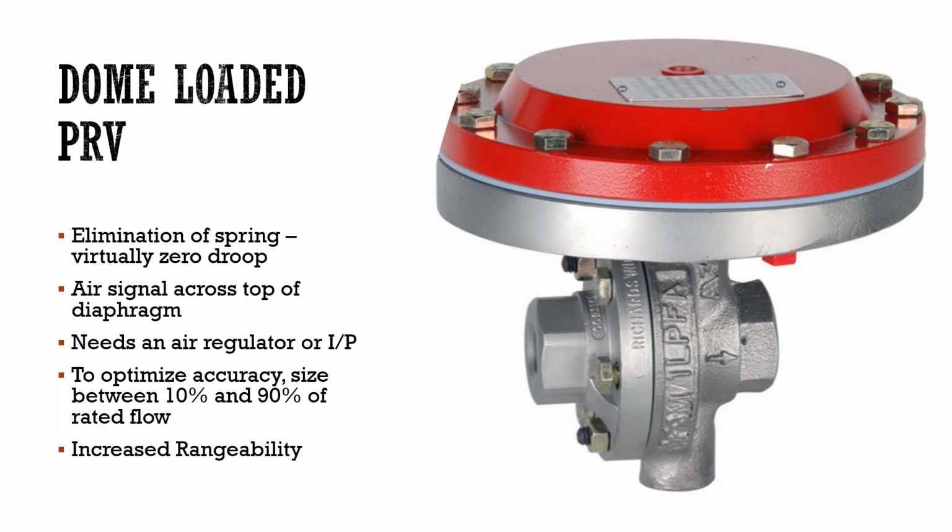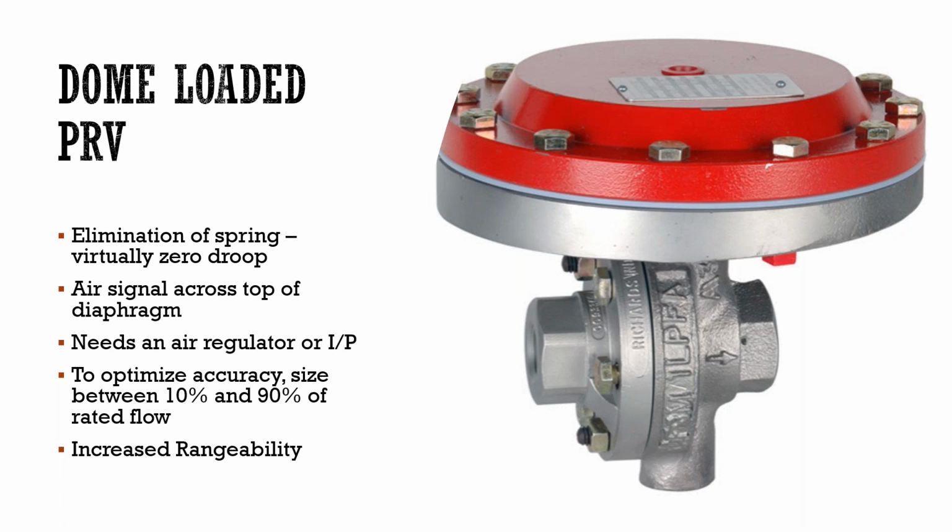You put an air signal across the top. In order to do that, you'll need an air regulator, or you can do it with an IDP. To optimize the accuracy, again, you can run this between 10 and 90% of the rated flow. And here too, you have rangeability that's somewhere between 35 to 1 and 50 to 1.